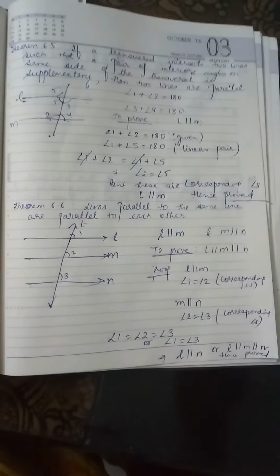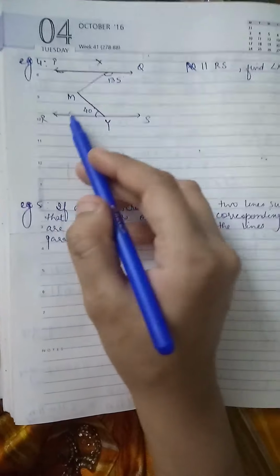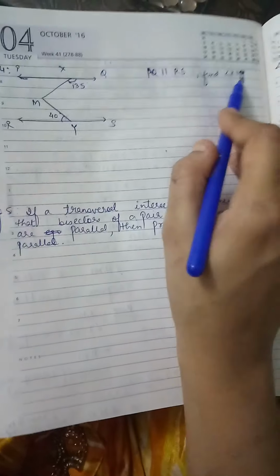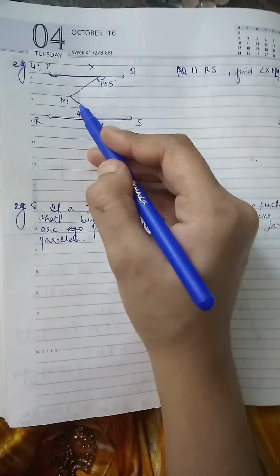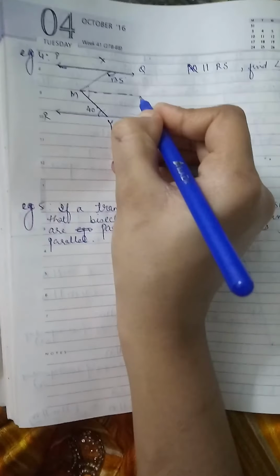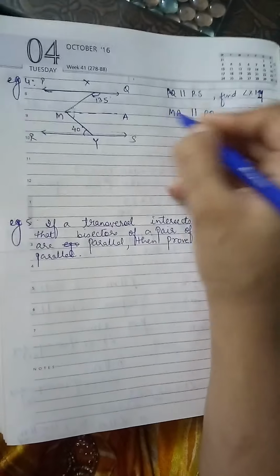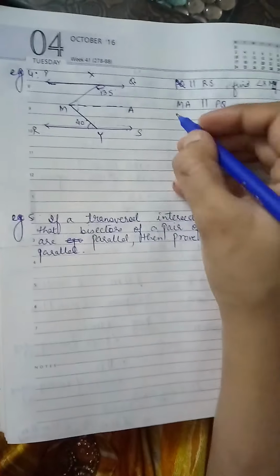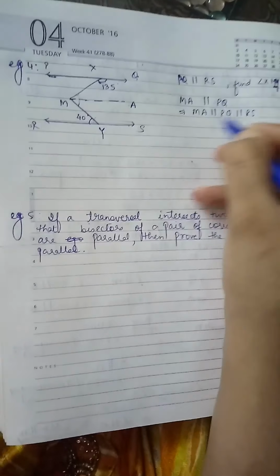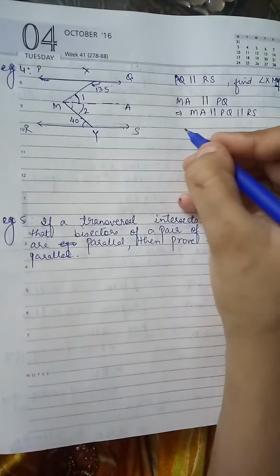So, example 4 we have is, we have been given two parallel lines and these two angles are given. We have to find the angles x and y. So this angle we have to find. So I'll construct a parallel line MA, construct MA parallel to PQ, and since PQ is parallel to RS, therefore MA is parallel to PQ is parallel to RS. So I'll mark these angles as angle 1 and 2.